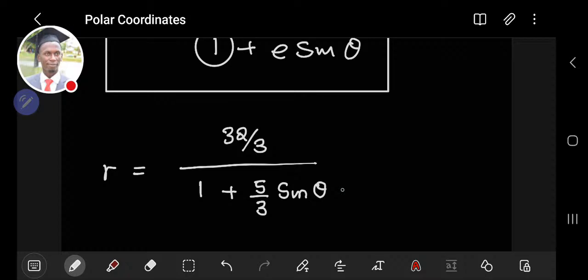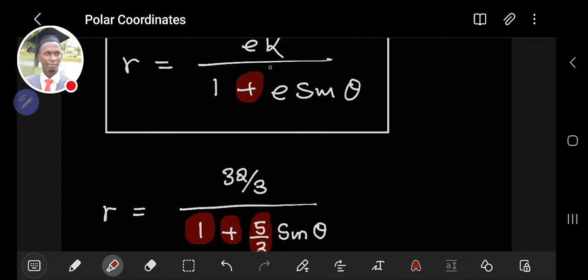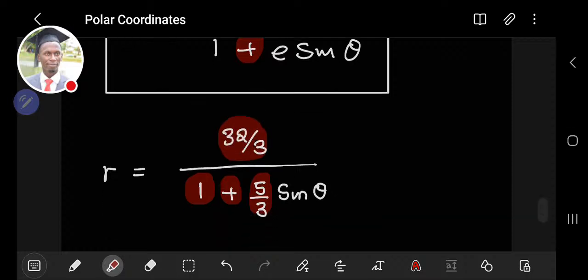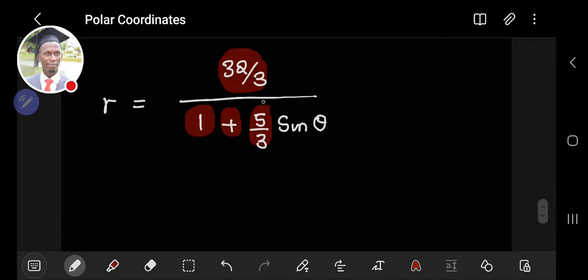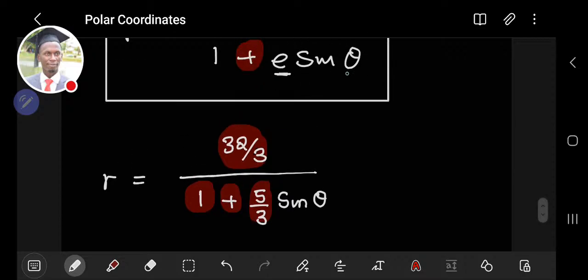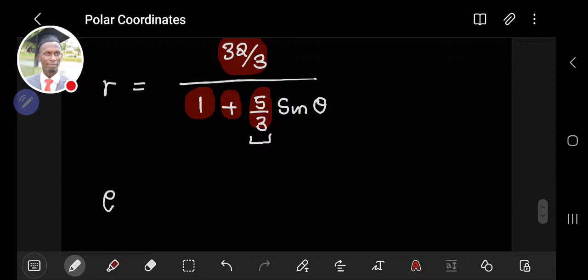Now, when you look at this expression, it looks more like the standard format, where this is a 1, this is a 1, you have a plus here, you have a plus here, this is 5 over 3, and then you have EK on top. So this has to represent EK. Based on this format, we can then try to identify what shape this is. If we compare it, the coefficient of the sine theta represents what E is. In this case, the coefficient is 5 over 3. So we conclude that E has to be equal to 5 over 3.